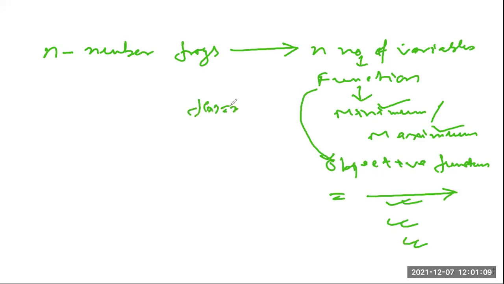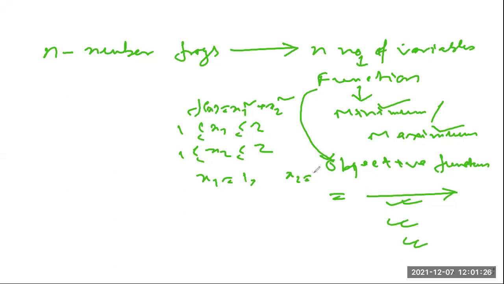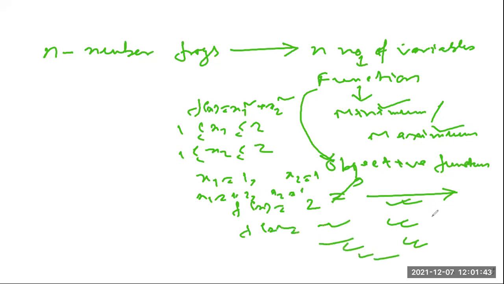Let us say f(x) equals x1 squared plus x2 squared, where x1 is between 1 and 2, and x2 is also between 1 and 2. In the first iteration, x1 is taken as 1 and x2 is taken as 1. So what will be the value of f(x)? This is basically 2. This is your objective function. Then in the next iteration, x1 is 1.2 and x2 is 1, so you will get another value. This way you get many values. So what has to be done? You have to sort these values.